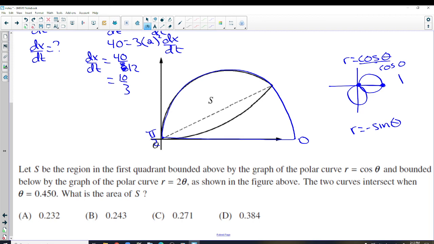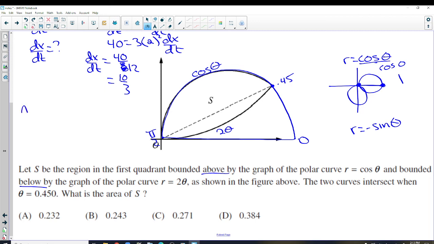All right, what does it say? So we talked about cosine of theta, and bounded below by the graph of the polar curve r equals 2 theta. Now they help you out a little bit because it says the region above is the cosine and the region below is the 2 theta. So you don't really have to graph this to see which is which. They tell you the 2 curves intersect when theta is 0.45. Wow, they're really nice to you. What is the area of S?